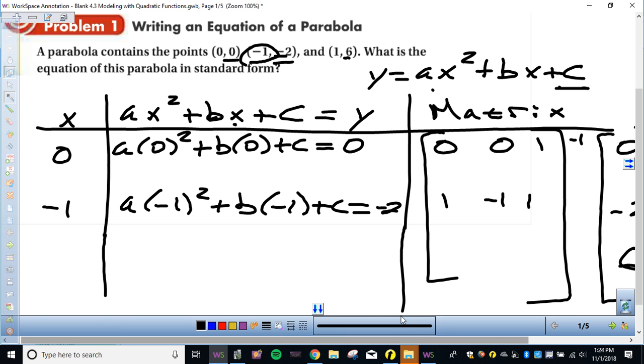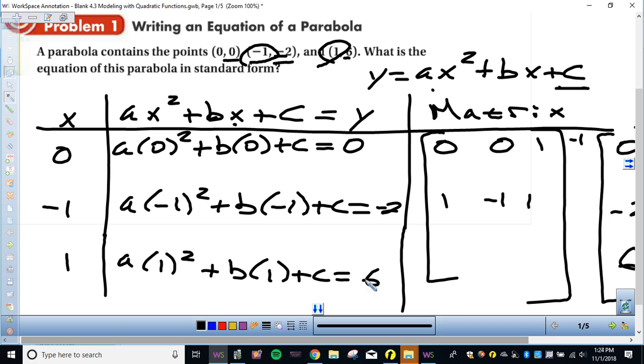So next, x value is 1, so we're going to plug 1 in for all the x's. So a times 1 squared plus b times 1 plus c equals 6. So 1 squared is 1, the b term is 1, the c term is 1. Then we're going to put that in the graphing calculator, so second matrix.